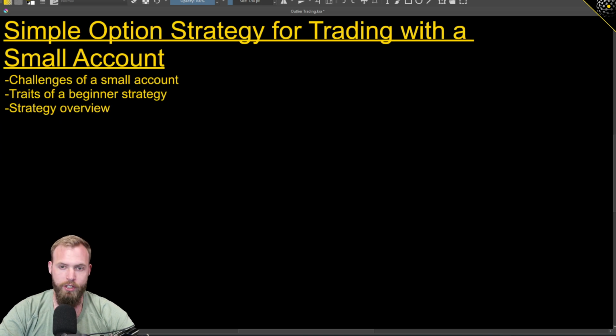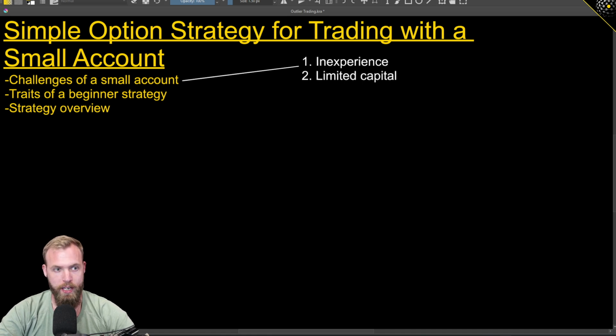So let's start with the challenges of a small account. It's kind of these two broad buckets. We have inexperience, and then we have limited capital. The inexperience component is about as self-explanatory as could be. If you do not have the general skill to do something, then the probability of you being successful at it right out of the gate is very low.